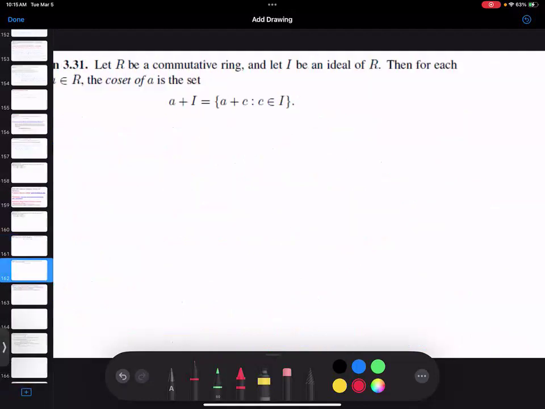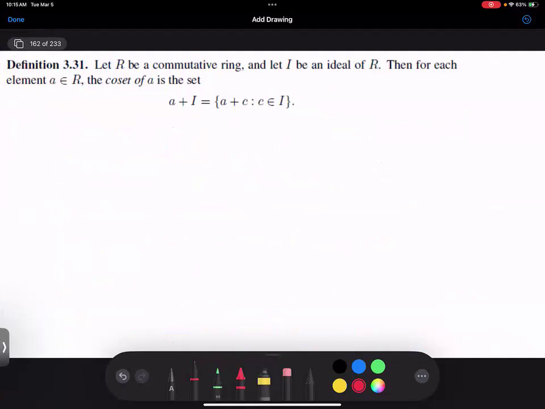Okay. So the next one is let R be what kind of ring? Commutative. We have to keep saying it. There are rings that are not commutative, but we will only be considering commutative rings. And let I be an ideal of R. And for each element A in R, the coset of A is the set A plus I, where that's going to be all things of the form A plus C as C ranges over I.